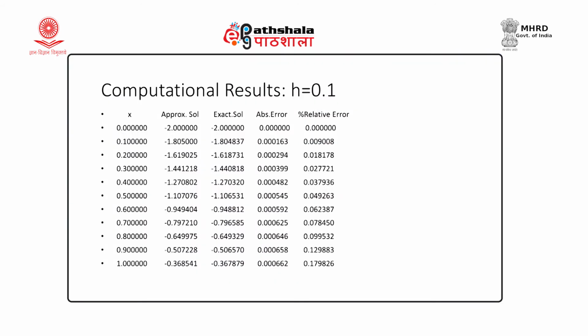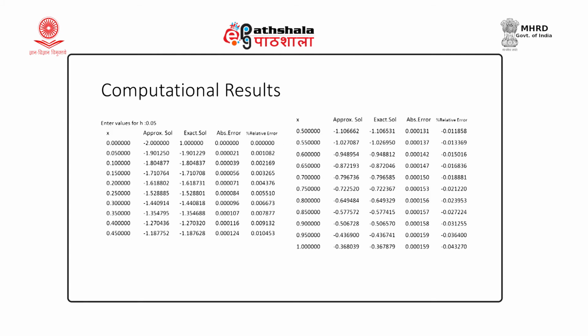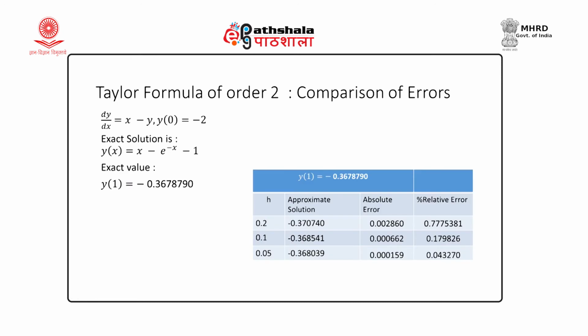further. Let us take the result h equal to 0.05. I have shown you h equal to 0.05 further in this table. At x equal to 1, the relative percent error has come down to 0.04, the value of absolute error at x equal to 1 is 0.000159, and in fact it is 0.00150. This is all rounded to 6 decimal places, they are almost the same. That is how the Taylor series of order 2 has improved the results further.